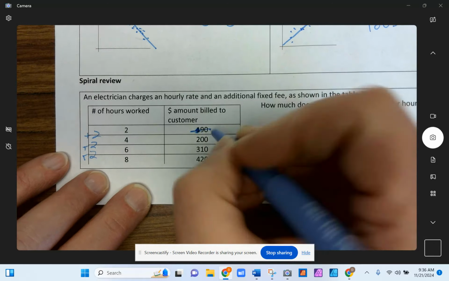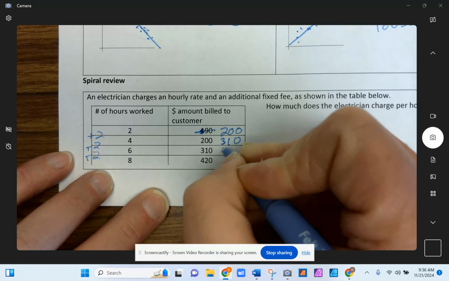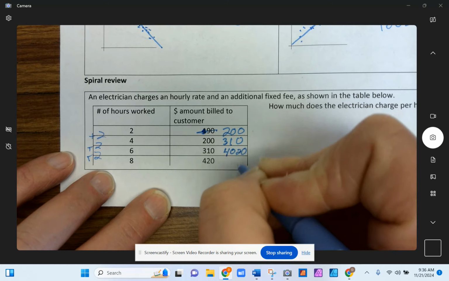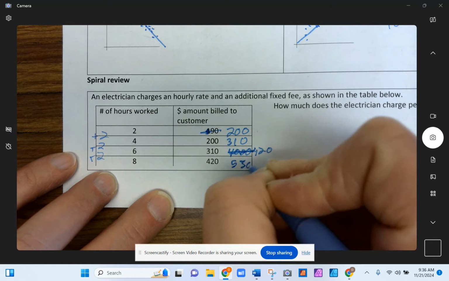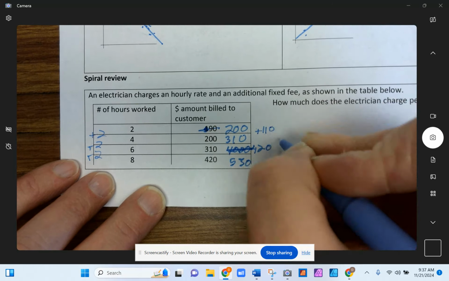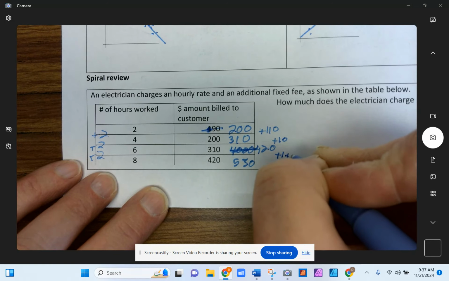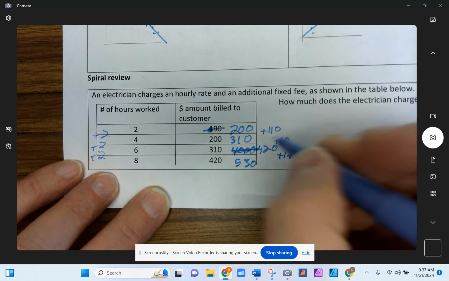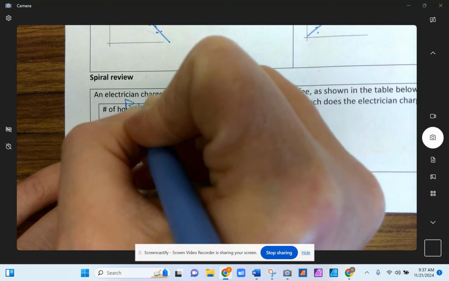Yeah, so I'm going to shift these totally. 200, 310, 420, 530. Sorry, guys, my bad. Okay, so we're going up by 110 each here. Okay, so we take this 110, this is our rise over our run.